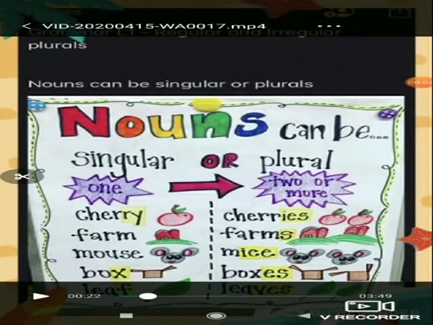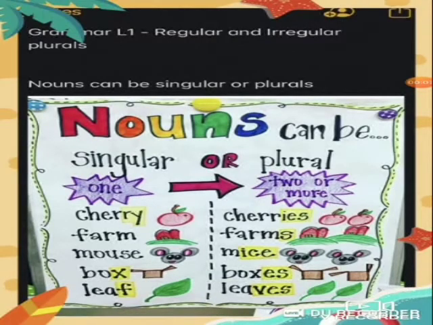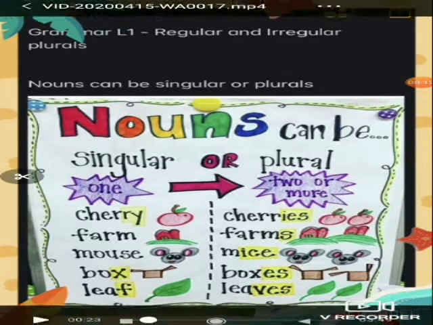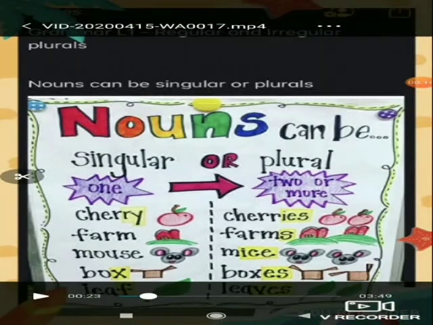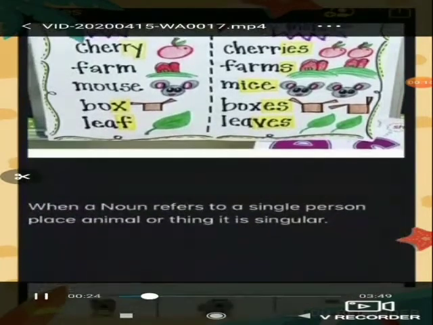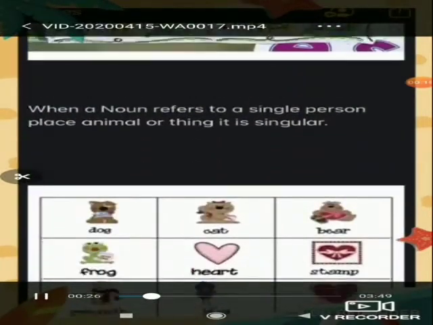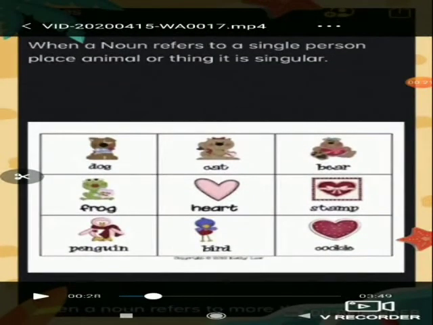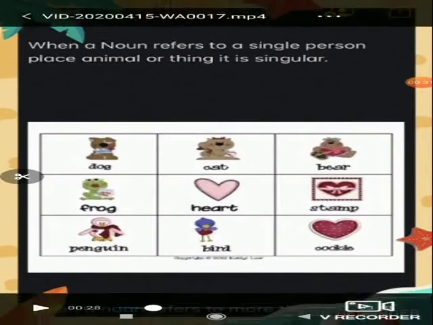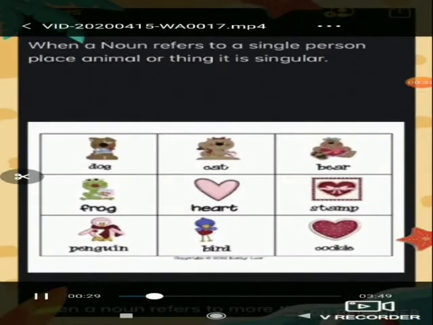In standard second, we have also learned that nouns can be singular or plural. Singular refers to one, while plural means many. When we are talking about a single thing, we usually say it is singular. When a noun refers to a single person, place, animal or thing, it is singular. Any single person, any single animal. For example, one dog, one cat, one bear, one frog, one penguin, one bird, or one cookie. All these are said to be singular.